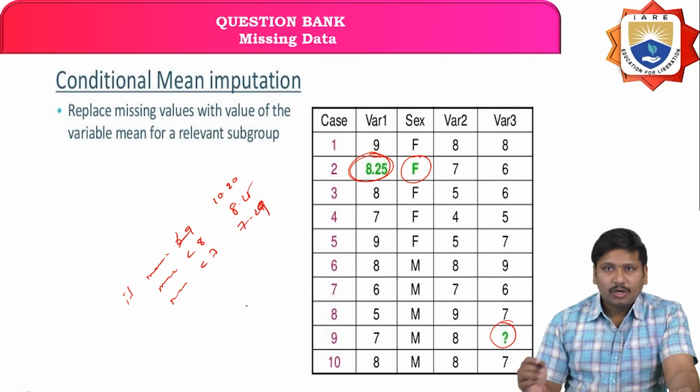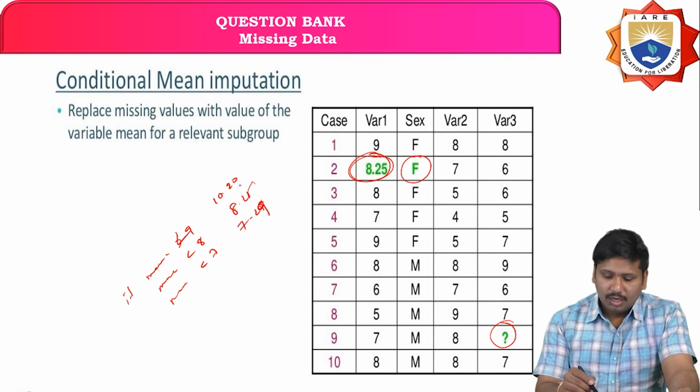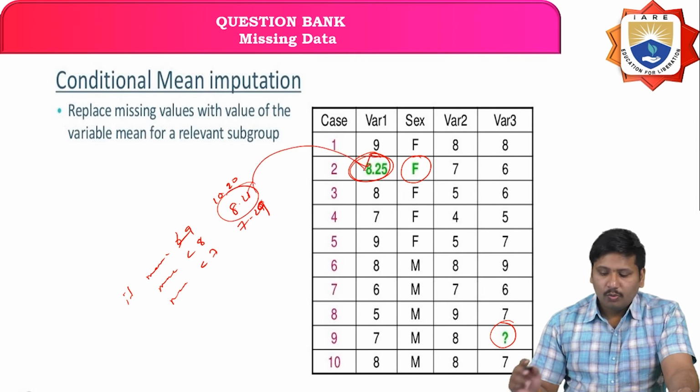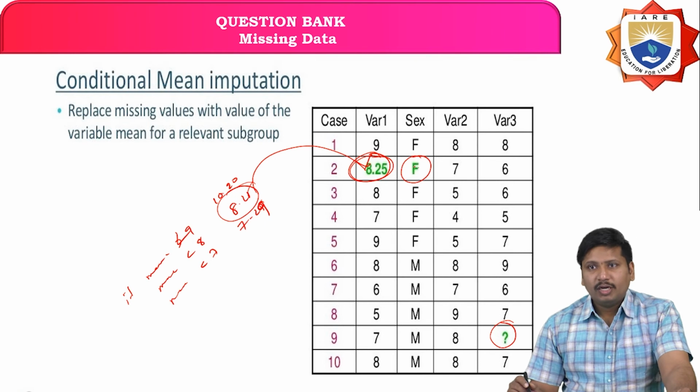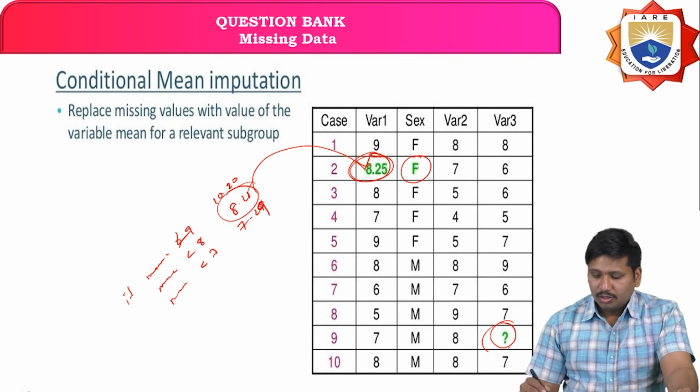Like this I can write some conditional means. Then I fill in the missing values according to the value I get. So here I can fill with the conditional mean, and here also I can fill the missing value with the conditional mean.